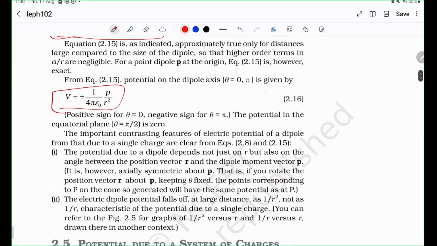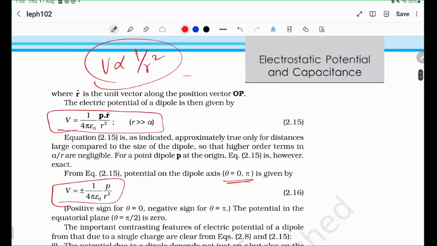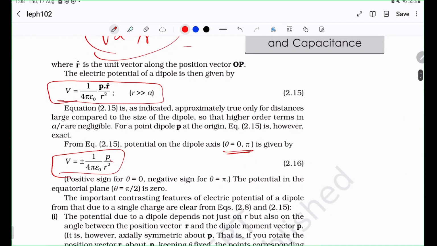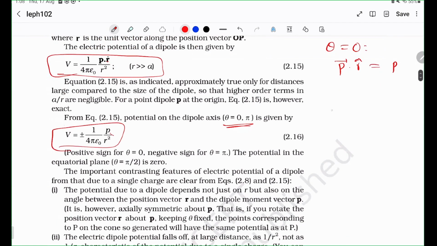This is for trivial cases where theta is equal to 0 and pi. If theta is equal to 0, then P dot R cap is simply just P. So you have 1 by 4 pi epsilon naught P by R squared.